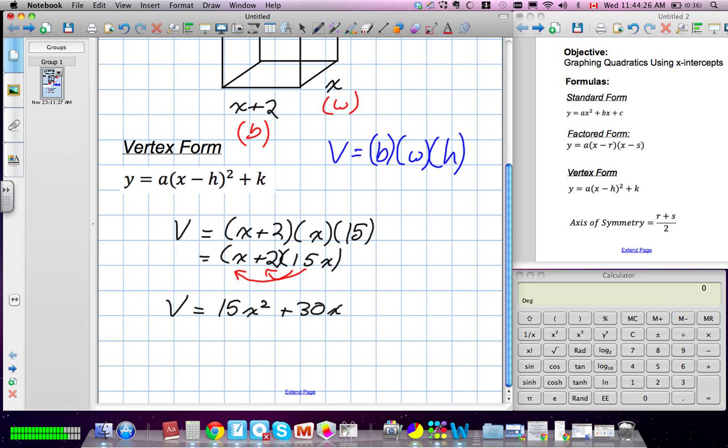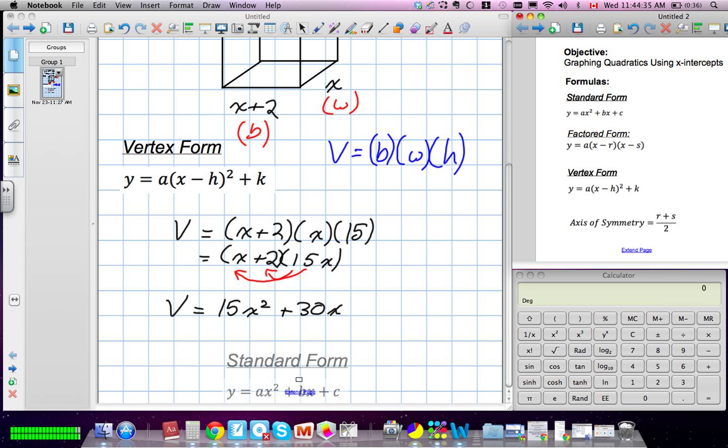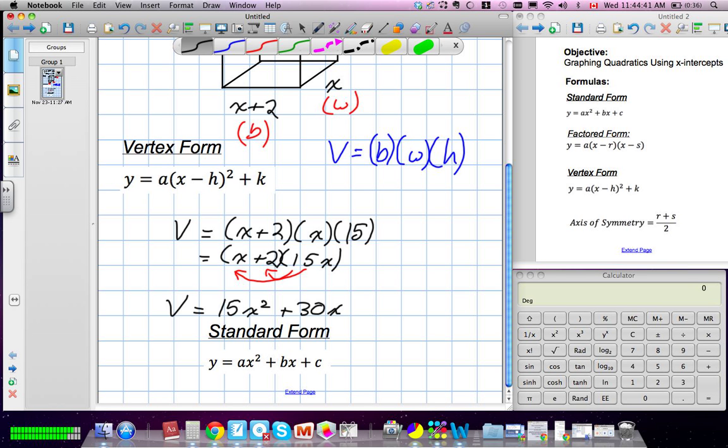Which form am I roughly in right now? This looks more like our standard form. The only difference is we're missing a constant on the outside, but we're in our standard form. I guess you could say the constant is 0 in this case. Our a value is 15, our b value is 30, and you could say that our c value is technically plus 0. It's not important to the equation. We're going to focus just on 15x squared plus 30x.